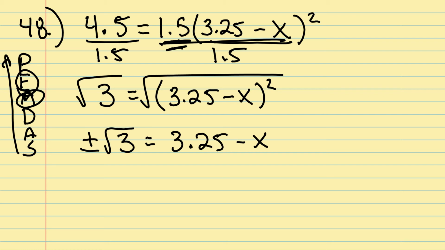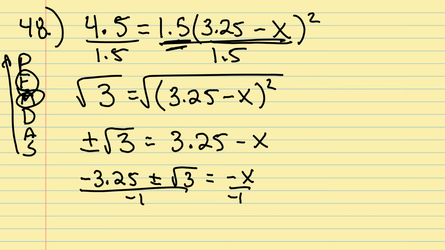So I'm actually going to subtract 3.25 from both sides. So I'm going to get negative 3.25 plus or minus radical 3 equals negative x. And then I divide everything by negative 1. So I get x equals 3.25 plus or minus radical 3.